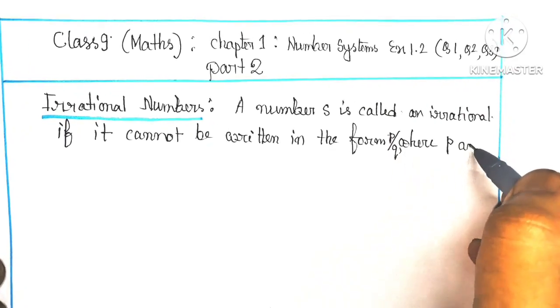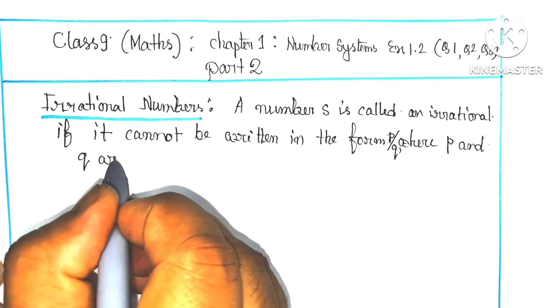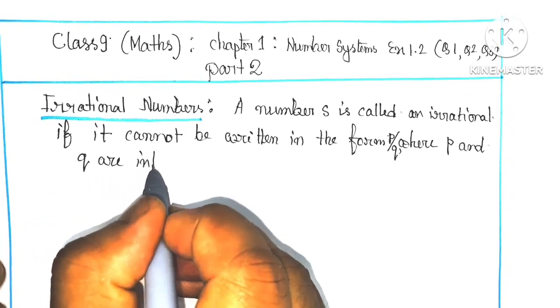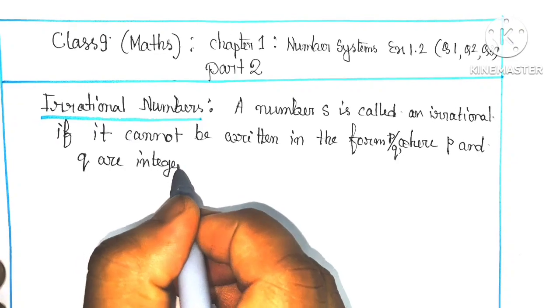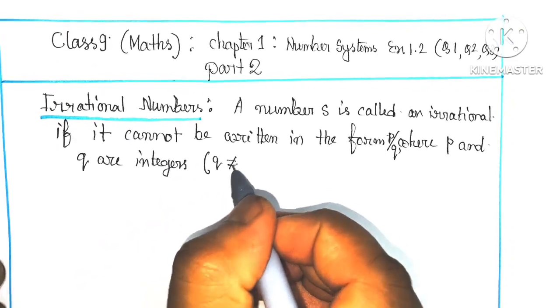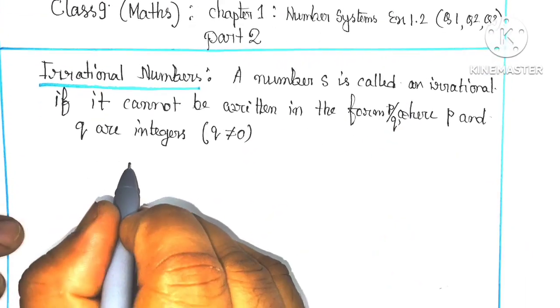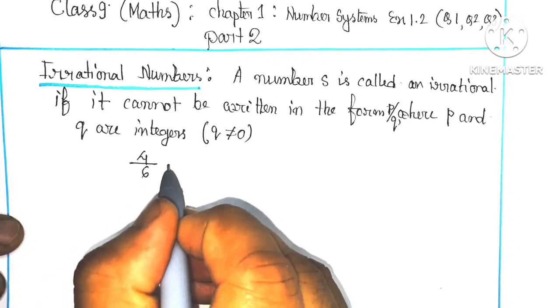where P and Q are integers. That means P and Q have no common factors other than 1, that is, they are co-prime numbers. Suppose 4 by 6.